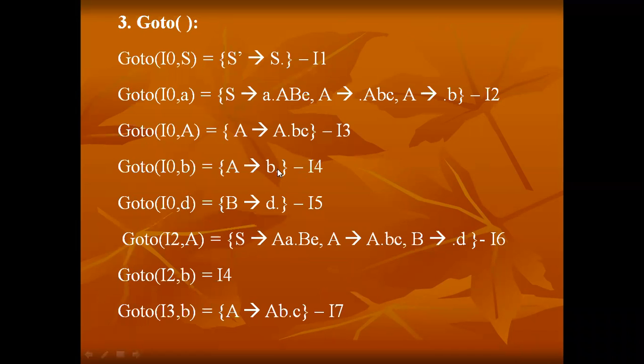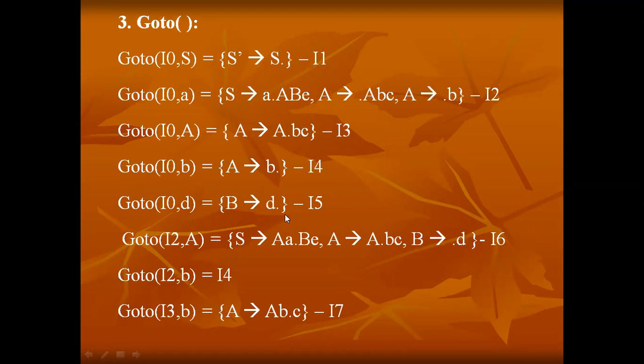A tends to B dot. Initially at I0, it is dot B, and after processing, it is B dot. And B tends to D dot is the fifth rule. That means B tends to dot D in I0, and after processing, it becomes B tends to D dot.